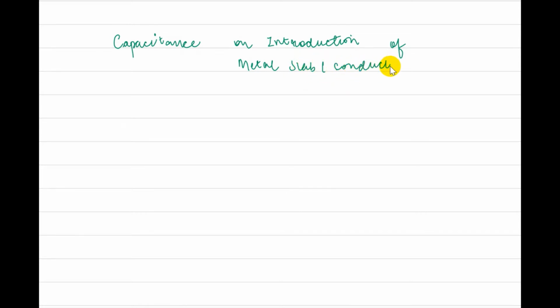Hello everyone. Today we'll derive the expression for capacitance on introduction of a metal slab. We can call it a metal slab or a conducting slab. So like we did in the previous derivation, we'll consider a capacitor of plate area A and separation D.